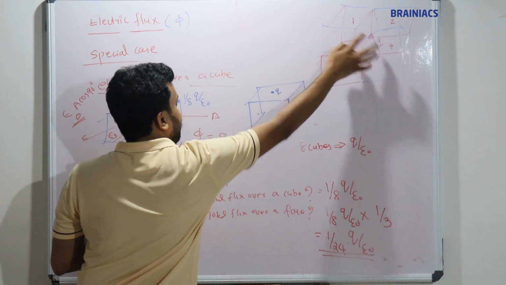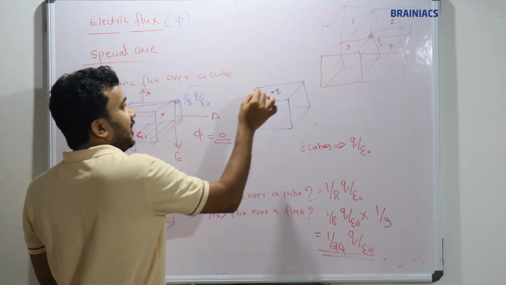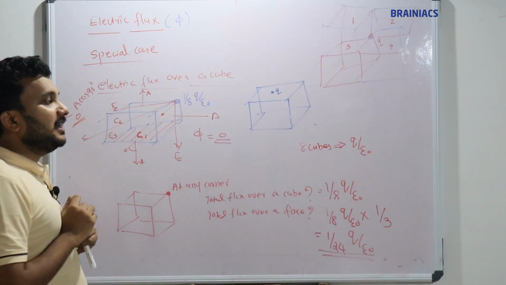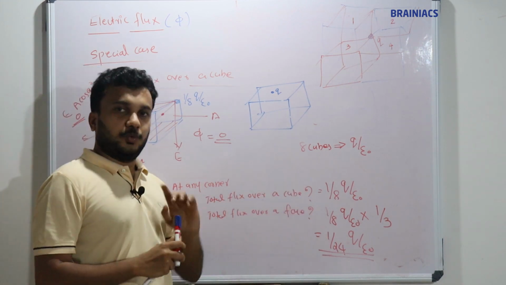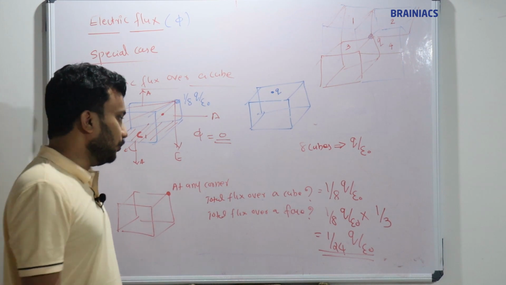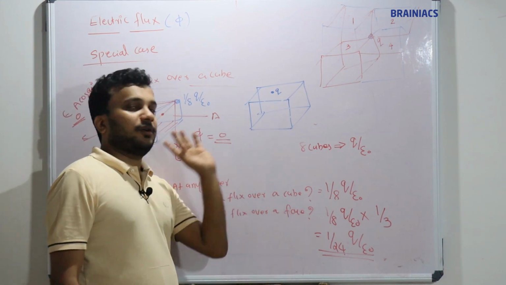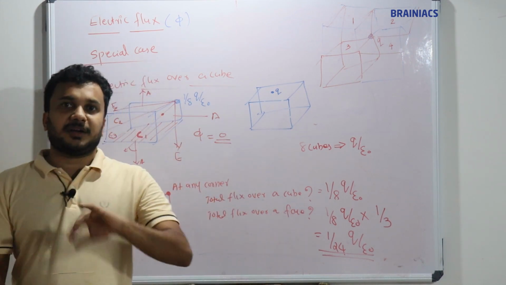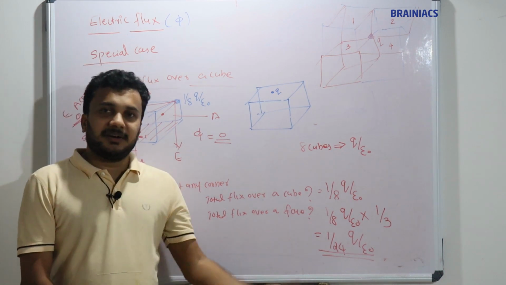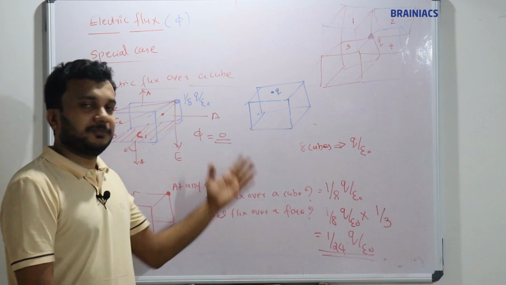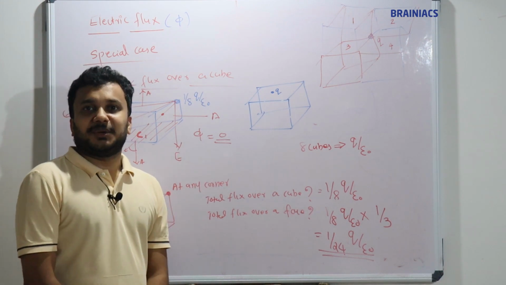Similarly, instead of placing it at the corner, I am placing it at any one of the faces. If it is placed at any one of the faces, what is the total flux over a cube? It's a challenge to you. And what will happen to the total flux over any one of the faces? You have to come up with answers. You can discuss with me or you can comment it down. You can think about this one.